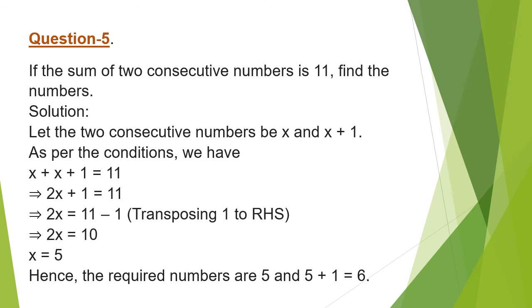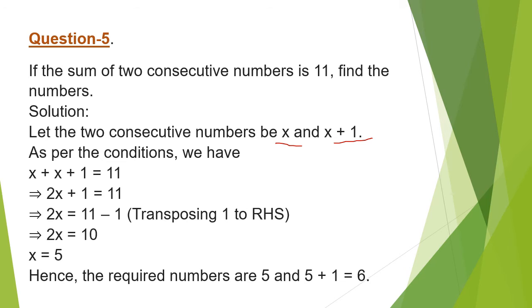Now come to question number 5, children. If the sum of two consecutive numbers is 11, find the numbers. As I said, we consider the consecutive numbers as x, x plus 1. We discussed consecutive numbers in, I think, the 5th or 6th video. Consecutive numbers means side neighbor numbers. If one number is x, the other is always x plus 1, the third is x plus 2, the fourth is x plus 3.